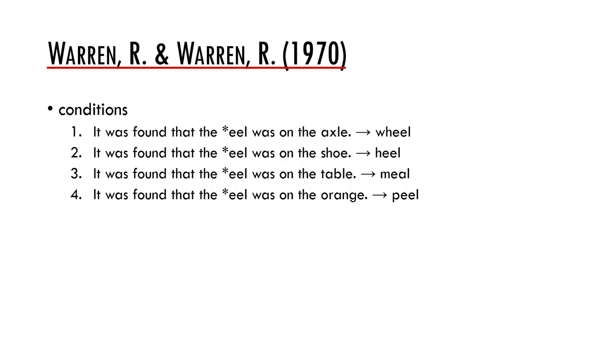In the first sentence, they claimed that they heard the word wheel. In the second sentence, they stated that they heard the word heel. In the third one, they said that they heard the word meal, and in the fourth one, they claimed that they heard the word peel. This was obviously due to the sentence-ending noun, which created a specific context for each sentence.